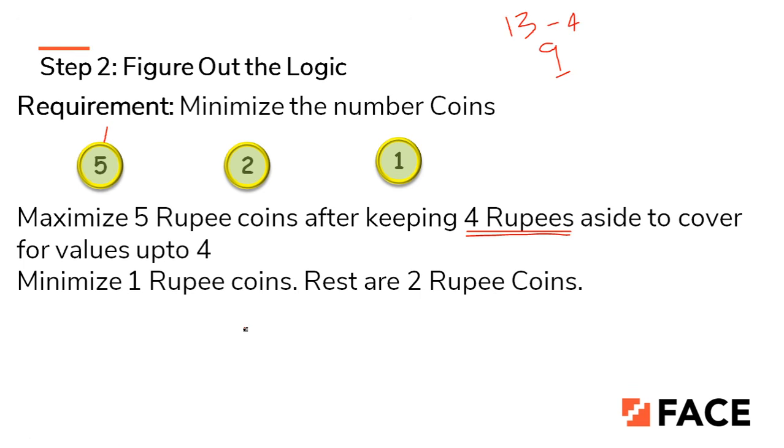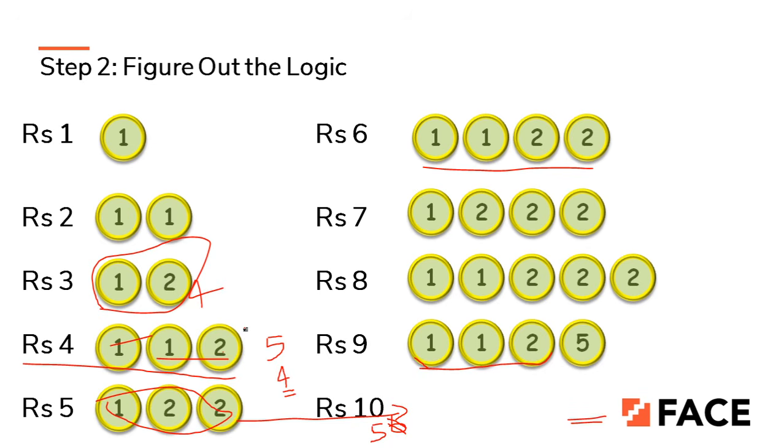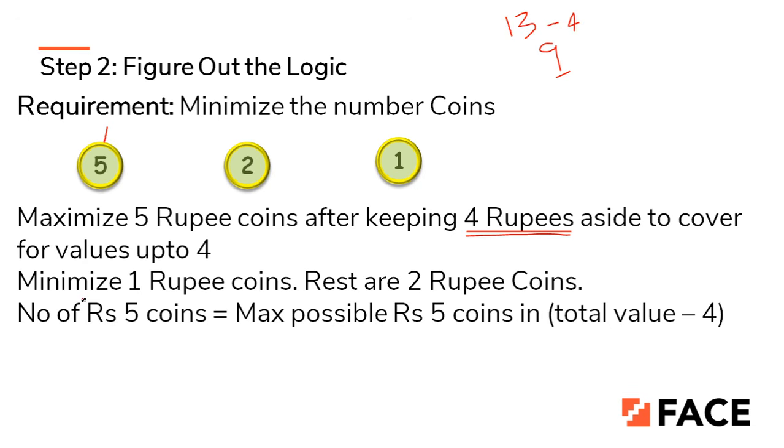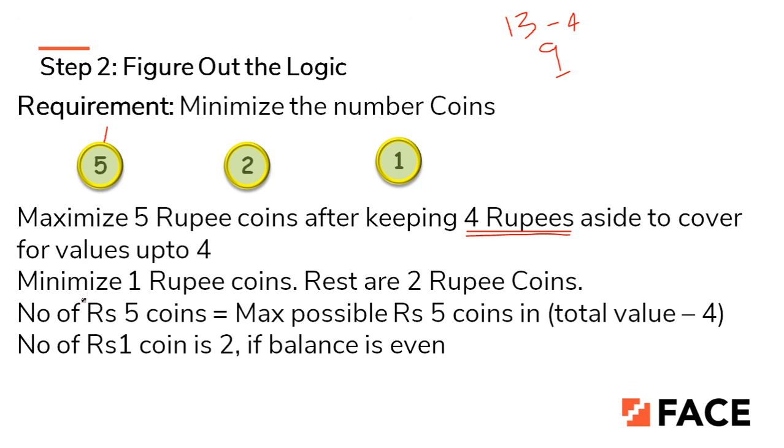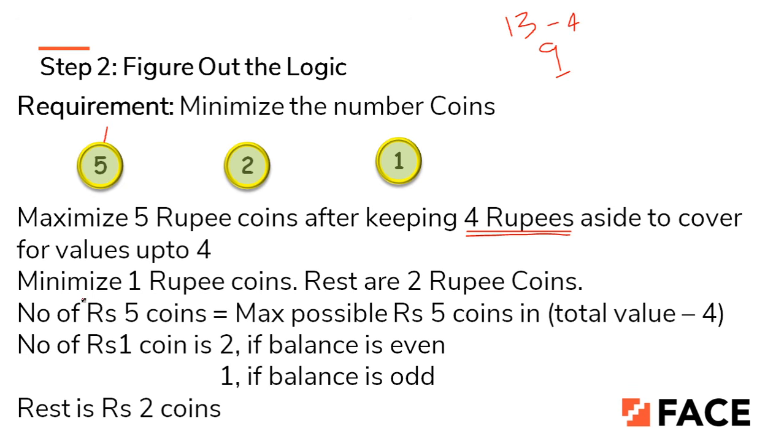Like what we saw in the previous slide, after you take away your 5 rupee coins, whatever value you have, if it is even, then you will have 2 1 rupee coins. If the total value is an odd number, you're going to have 1 1 rupee coin. So after you take away the maximum 5 rupee coins, if the remaining value is even, the number of 1 rupee coins is 2. If the remaining value is odd, then the number of 1 rupee coins is going to be 1. Now the remaining value is all going to be 2 rupee coins.